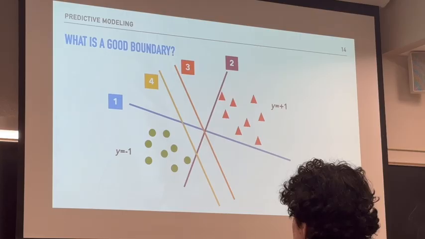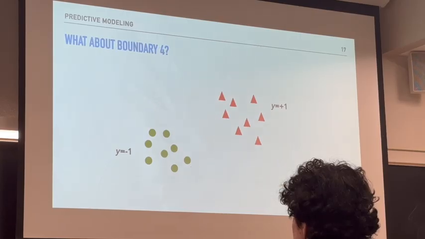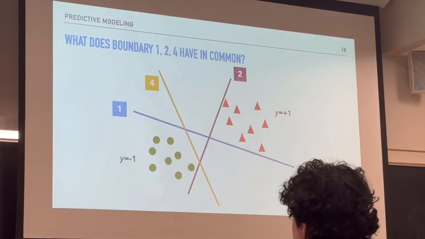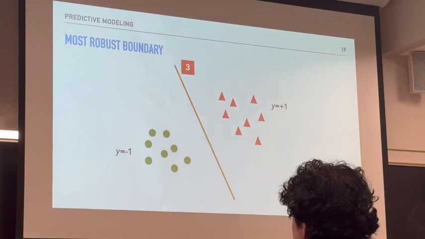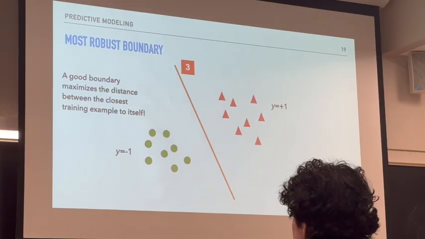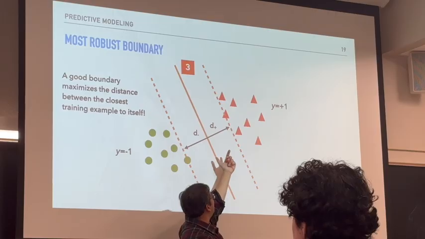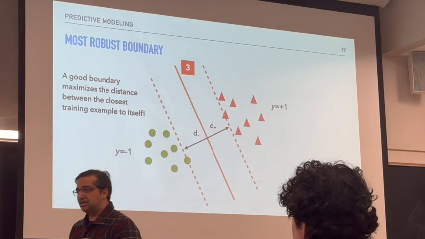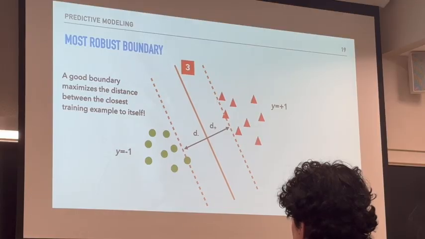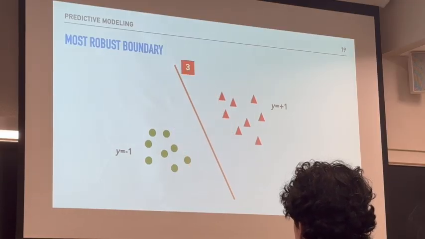Okay, so there are many possible boundaries. Like I said, new test data points might come in. So we want to reject boundaries which are too close to given data points, and choose a boundary which is as far away as possible. This distance D is called the margin. This is the margin from the negative examples, this is the margin from the positive examples. And I think this is a good place to stop. So we'll continue from here.